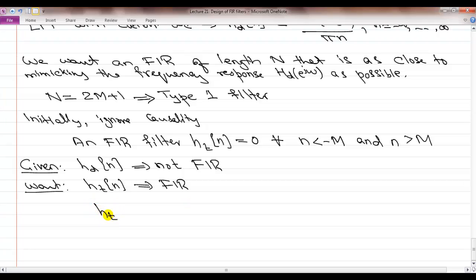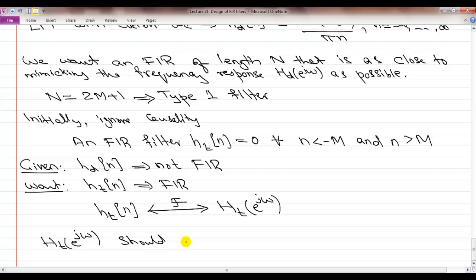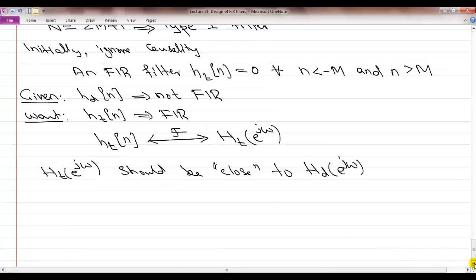So let's call the frequency response of HTN as h of t e to the j omega. Okay. So we want h of t e to the j omega should be close to h of d e to the j omega. And how do we measure closeness? We'll use the metric of squared error, average squared error.